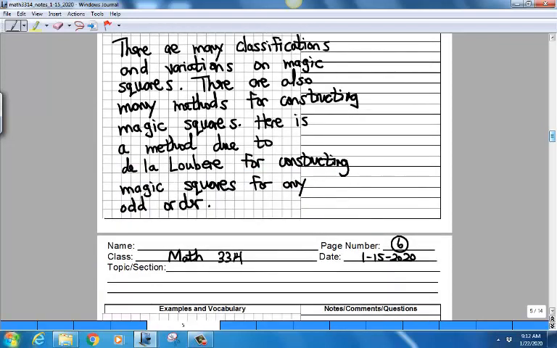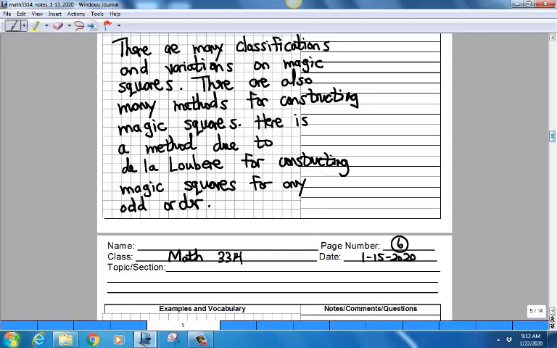Now, I'm going to show you one way here. This is described in the book, and all right, so this one does require some practice, but you will get some practice with this, okay? I'm going to show you just a method, a routine, right? Actually, an algorithm that you can use to build a magic square for any odd order, okay?